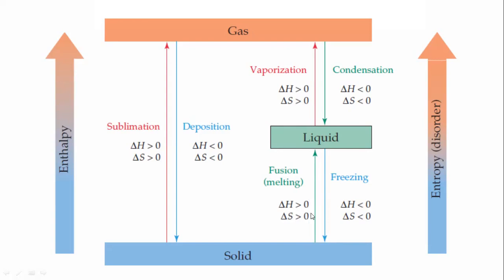The second reason is, what would be the change in entropy? Again, the solid is in a more ordered form. When it is converted into the liquid, it is in a more random form. So the randomness is increased when solid is converted into the liquid. That's why the change in entropy has the positive sign. It is greater than zero. So this is the reason.